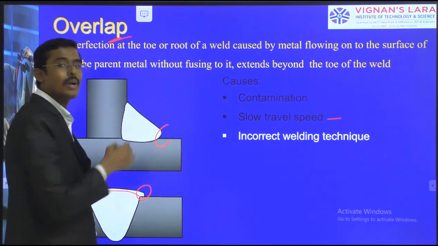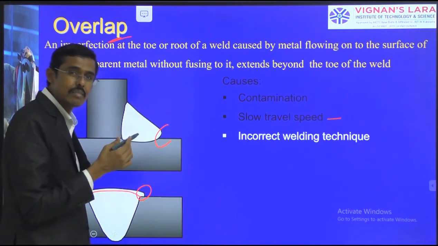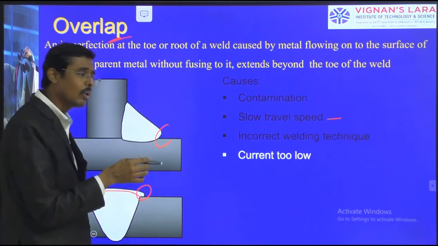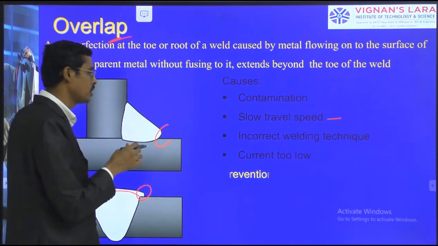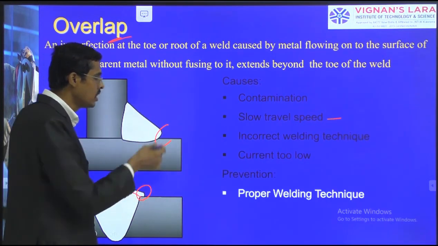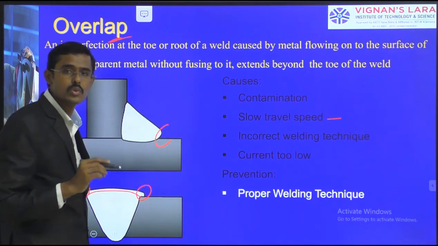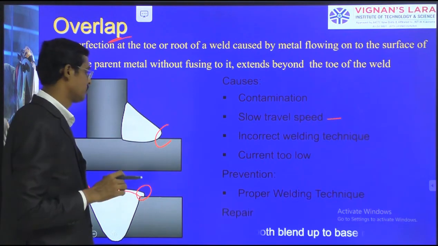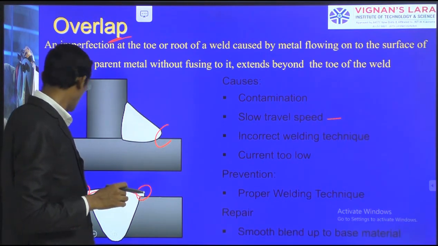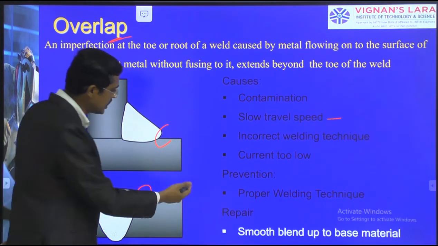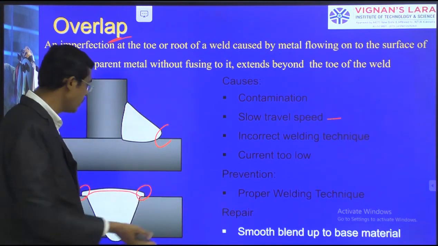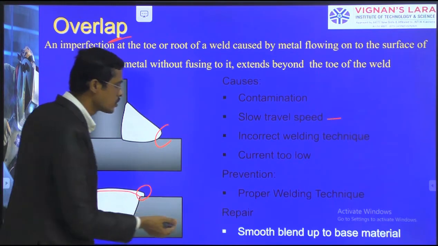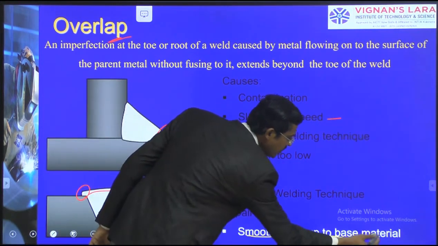Then incorrect welding technique. We have to choose the correct welding methodology. Current should not be too low or too high; there should be no irregularity. Prevention, how can we prevent it? We should choose the proper welding technique and exact welding methods. How can we repair it? We can repair by smooth blending on the base material.